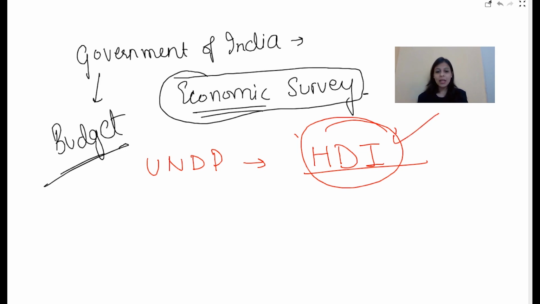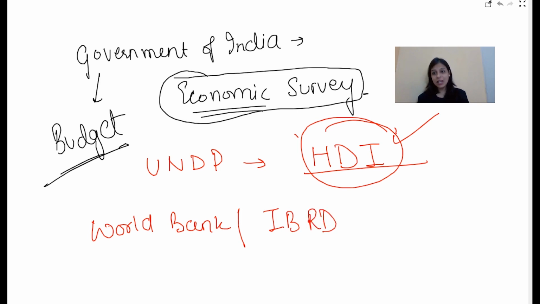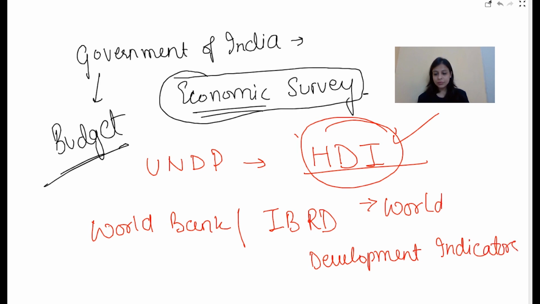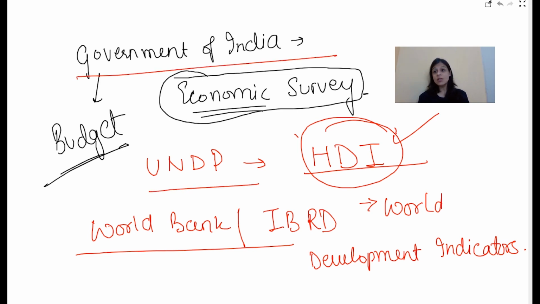The last report is the one given by the World Bank, also known as IBRD, the International Bank for Reconstruction and Development. It comes up with a report known as World Development Indicators. So these are the three important reports given by different organizations that you might be asked in 1 mark questions. So we've pretty much covered all of them. Now let's proceed on that note.